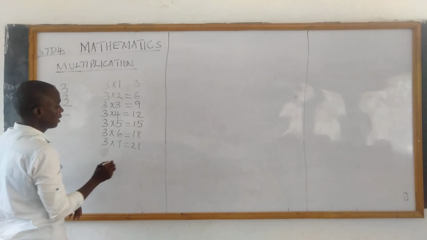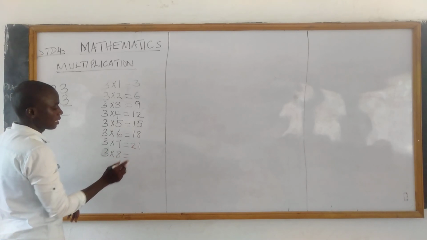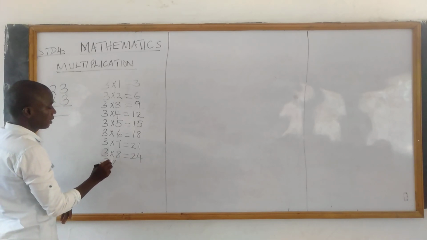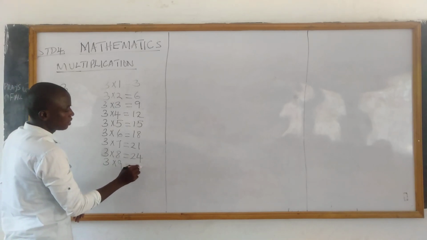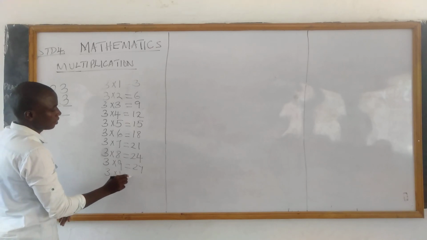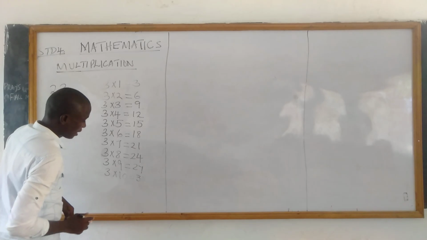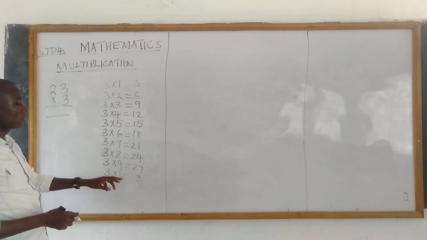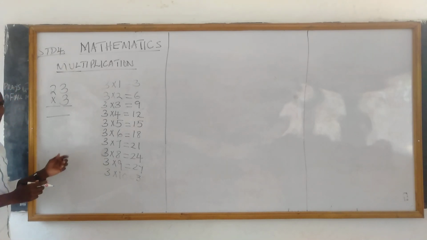This gives you 21. 3 times 8. Add 3 here. This gives you 24. 3 times 9. Add 3 onto 24. This gives 27. 3 times 10. This gives you 30. After I've added 3 there, we are done. You have a table of 3 from 1 to 10. You leave it there. Once you have the table, multiplication becomes easy.